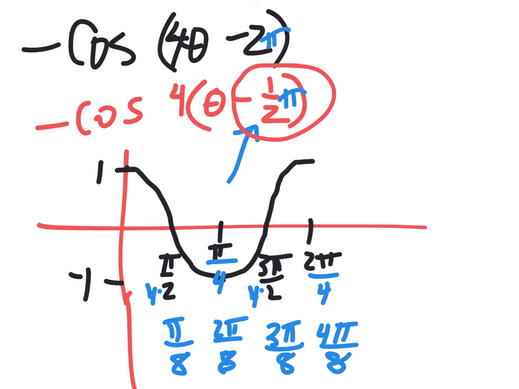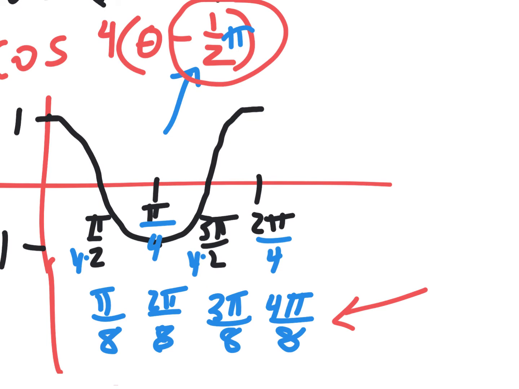Okay, I'm sensing that you guys have shifted, you've changed your answers now to reflect that. So how far is pi over 2? Well, if I'm going to say that in terms of pi over 8s, that's 4 pi over 8. You should have moved it over this far.